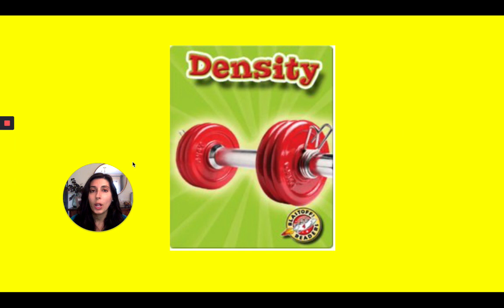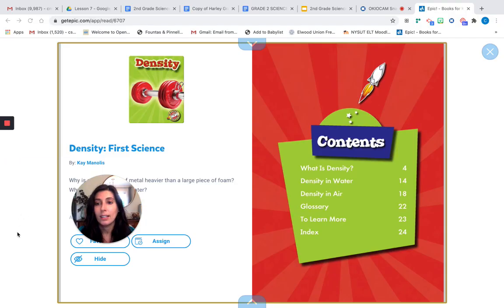So let's read this book to learn all about this very sophisticated word, density. Density, First Science, written by Kay Manolis. Let's take a look at the table of contents over here. What is density? Density in water, density in air. And then there's a glossary to learn more and an index.